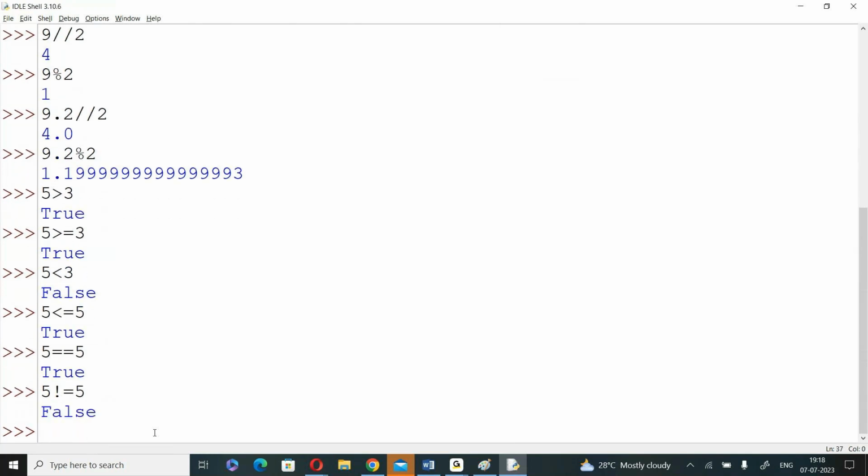Now you observe, what is the output of a relational operator? Either true or false. This is used to compare different variables in your program.